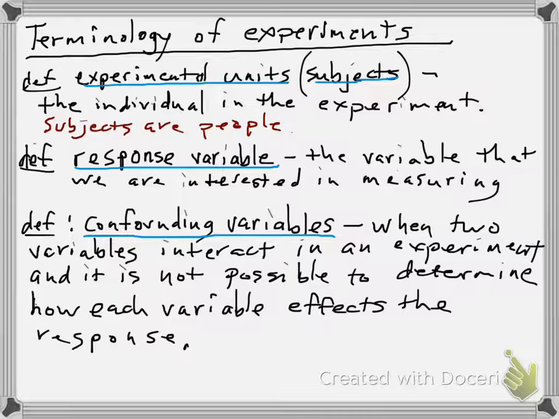That's okay. So experimental units or subjects, these are the individuals in an experiment. So this goes down to the nitty-gritty. What are you measuring? Who gets the treatment? Those are going to be your individuals. And if those are people, we call them subjects.